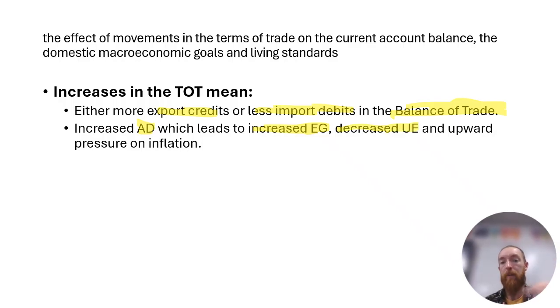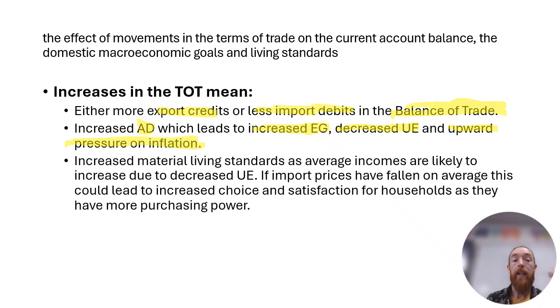However, it may mean we run into shortages, which will put upward pressure on prices and therefore cause demand inflation. It can also increase material living standards as average incomes are likely to rise due to decreased unemployment. And if import prices have fallen on average, this could lead to increased choice and satisfaction for households as they have more purchasing power as imports are cheaper and they can buy more goods and services from overseas.